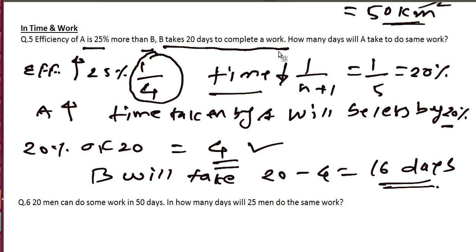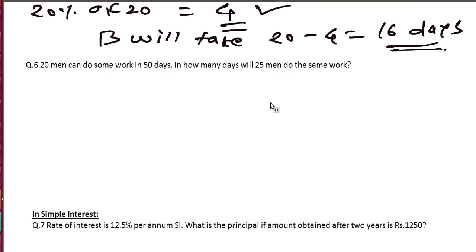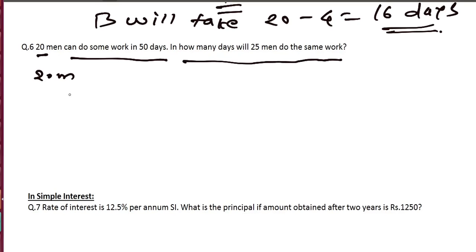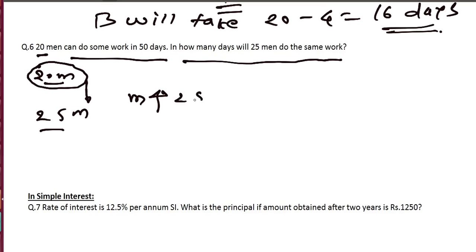Okay, so let's see another question, again from time and work. 20 men can do some work in 50 days, right? In how many days will 25 men do the same work? Increase in men is 25%, because here 20 men, 25 men, 5 men are increased from 20. So 5 is nothing but 25% of this 20. So men are increased by 25%.